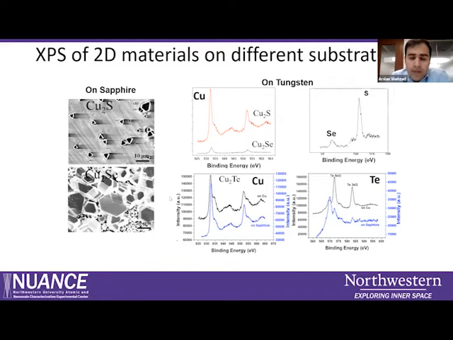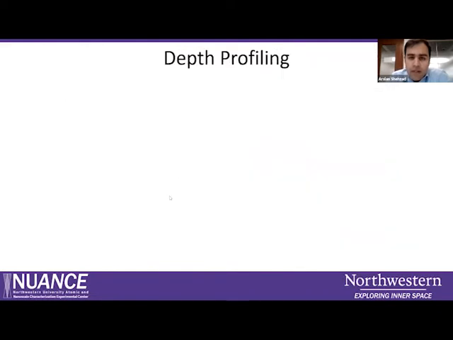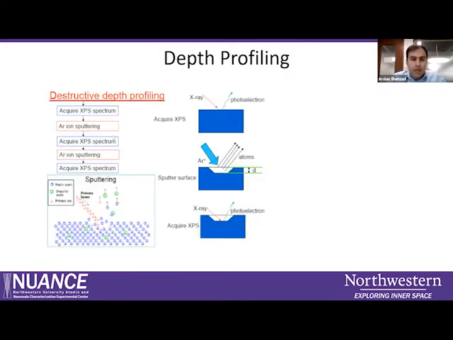Other than that, we have, of course, a very interesting technique of depth profiling, which can be used for 2D materials as well. So here's an example of the working principle of depth profiling. We do have argon ions, which can be used to etch the surface. Of course, this varies from material to material. For example, if you are using a lighter material, it can etch away faster. So it is recommended that you do your analysis first on your substrates and then maybe replicate it on other substrates.